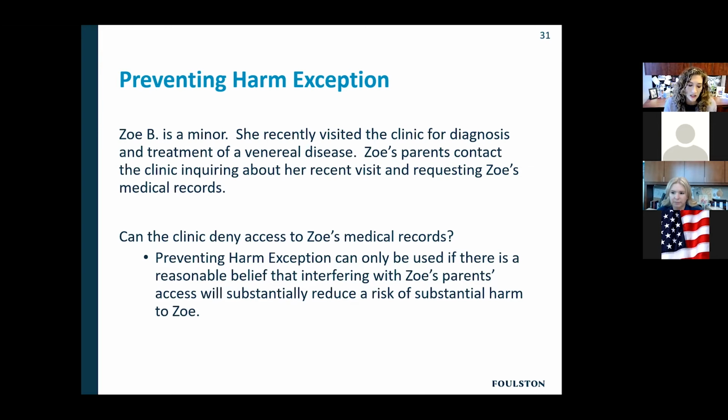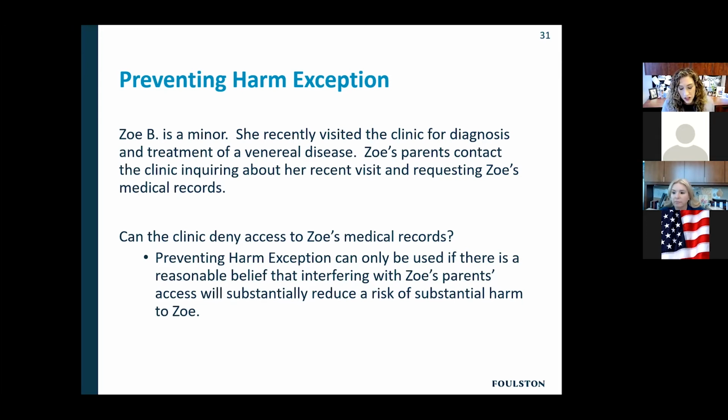But if we change the facts a little bit, and let's say there's a clinician and patient relationship, and that clinician knows that Zoe has also sought treatment for domestic abuse. One of her parents has regularly abused her, and yet she still lives with them. And they know that her parents would have a tendency to do that upon finding out this particular type of information.